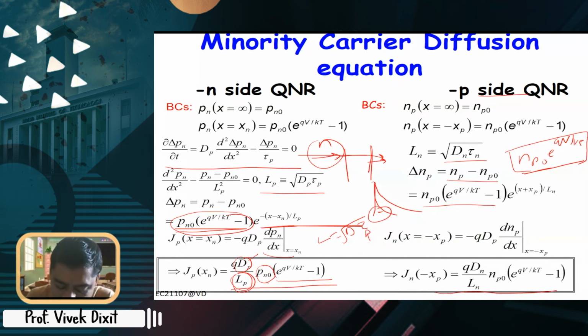Then another one is, of course, the pn naught and exponential qV by kT. Now pn naught is basically a little interesting, right? That means if you want to increase the current, this pn naught should increase. How will you increase the pn naught? You will decrease the doping on this side, right?